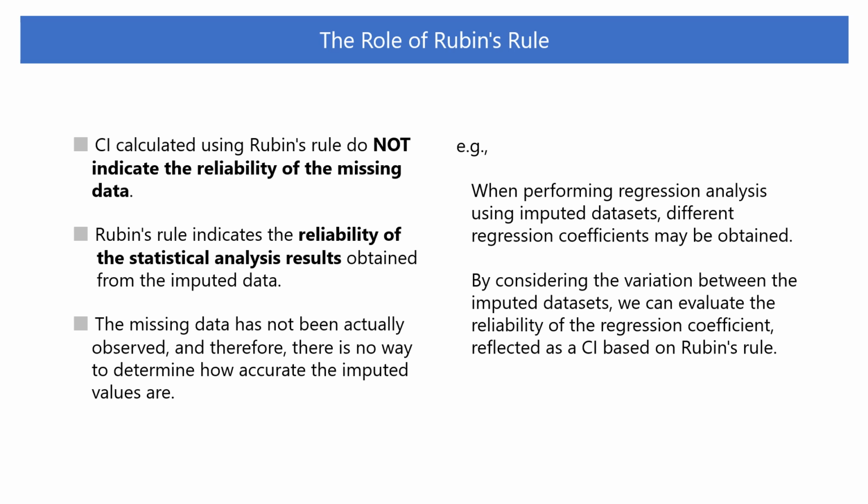For example, when performing regression analysis using imputed datasets, different regression coefficients may be obtained based on each imputed dataset. In this case, by considering the variation between the imputed datasets, we can evaluate the reliability of the final regression coefficient, which is reflected as the confidence interval based on Rubin's rule.